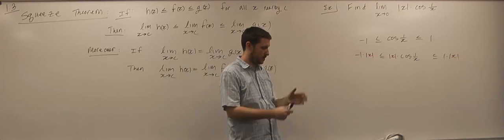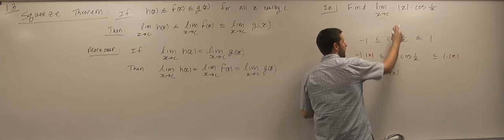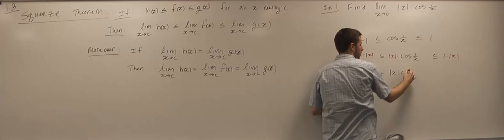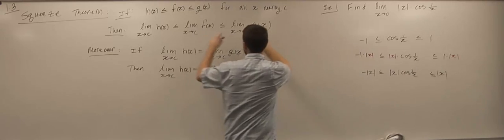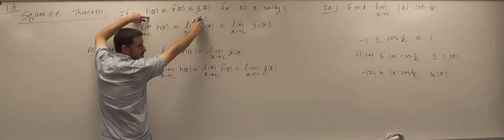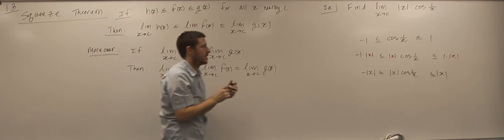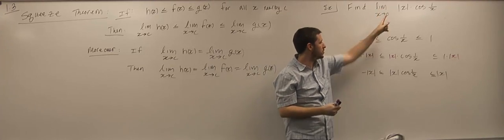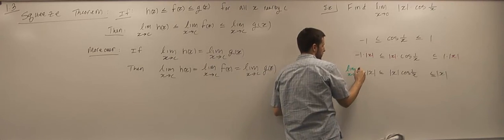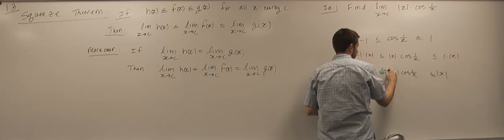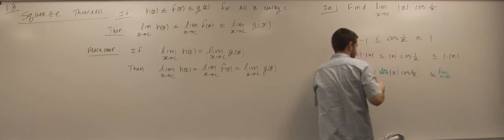But how does that help me? Well, on this side, I have negative absolute value of x. In the middle, I have the function I care about. And on the other side, I have positive absolute value of x. So I'm in one of these situations here. So I can take the limit of everything and see what happens. Because I'm concerned with the limit as x goes to 0, I'm going to drop one of these in there. Limit as x goes to 0, limit as x goes to 0, limit as x goes to 0. Boom.